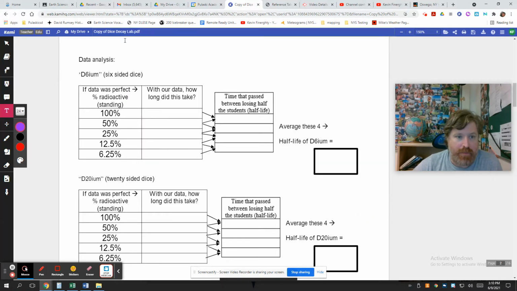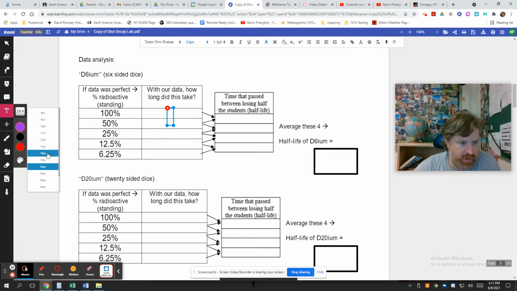So what do we want to look for? Let's go over to the lab. So if the data was perfect, clearly if you do this with math, you start with 100%, you divide it in half, you get 50, then you divide it in half again, you get 25, and so on, right? With this data, how long did it take to do each of these? And this is where we find out if these numbers kind of worked or kind of didn't. So 100%, well, there was 100% at the beginning. There was all 100 dice.